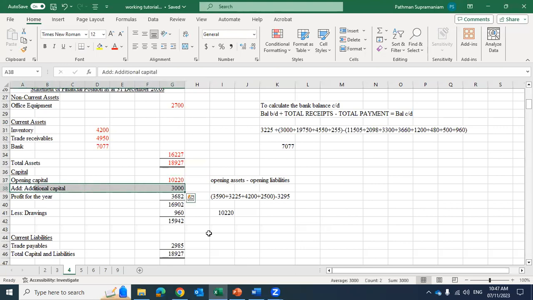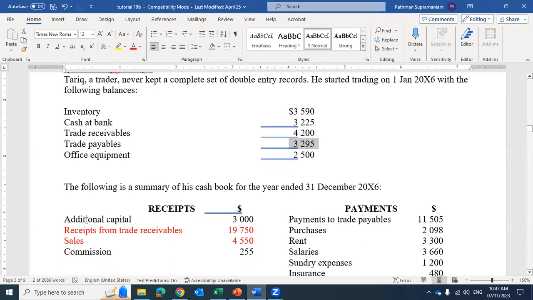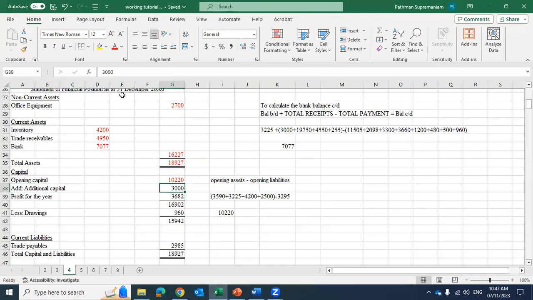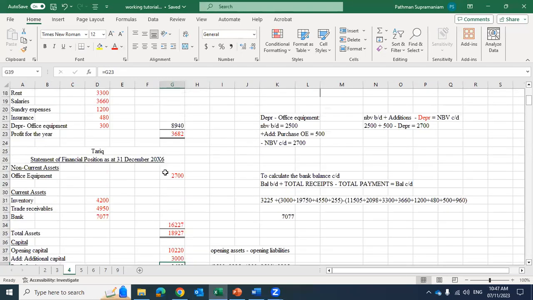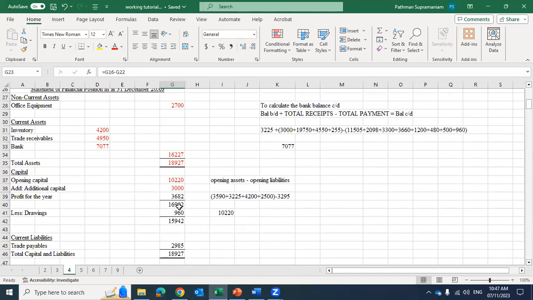Then additional capital. If you go back to the cash book, on the debit side, there's an additional capital here. So the double entry is to debit either cash or bank, because we're not given information whether we received money in the form of cash or check. But we have to credit the capital account. Crediting capital account means we are adding to capital account. Therefore, we have to add 3,000 here. And the profit for the year should be the figure that we obtained here, which is 3682. You copy it here. Then you add them up, you will get this figure, 16902.